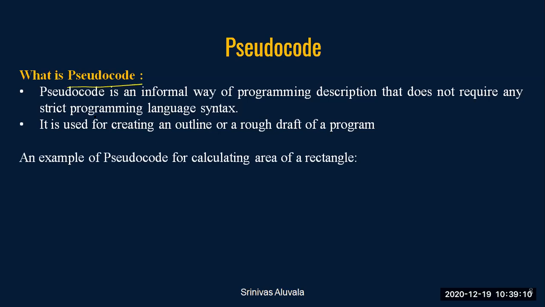And let's look at it, we have known the algorithm. If you look at the pseudocode for the same algorithm, you will be able to know how pseudocode varies from the algorithm. So let's see the example of pseudocode for calculating the area of a rectangle.